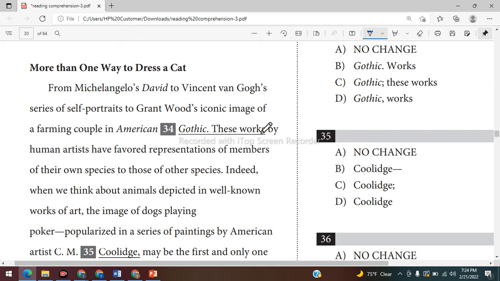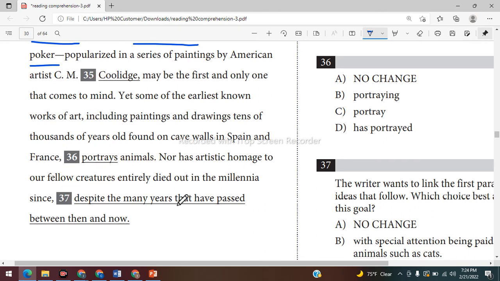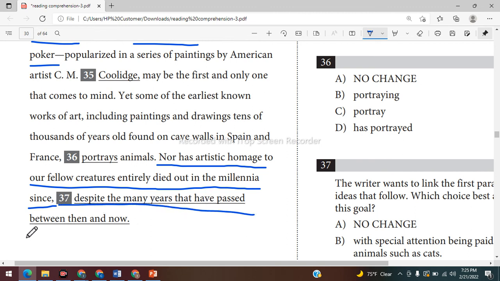And they start off by talking about animals depicted in well-known works of art. Then they start talking about how dogs are portrayed as playing poker, for all that's worth. And then they said, I love this, it says, nor has artistic homage to our fellow creatures entirely died out in the millennia since. I like that. Despite the many years that have passed between then and now. So I like what this author did.